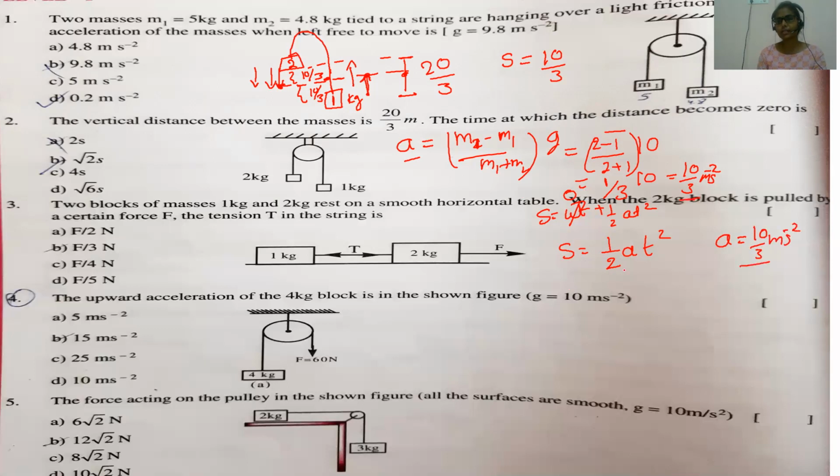So use this acceleration, and S is also given. S is the total distance from here to here, which is 20 by 3, but we want half of the distance where they're going to meet, right, children? So like this, where they meet at 10 by 3, half of this distance. So S is given as 10 by 3 is equal to half into acceleration, which is 10 by 3, into t square. I hope this is clear now.